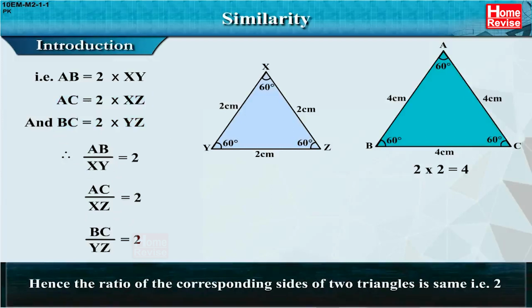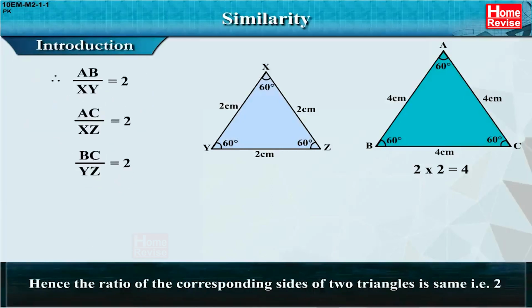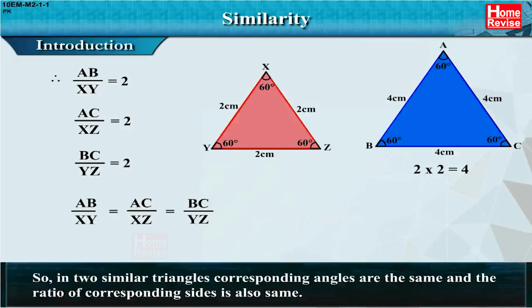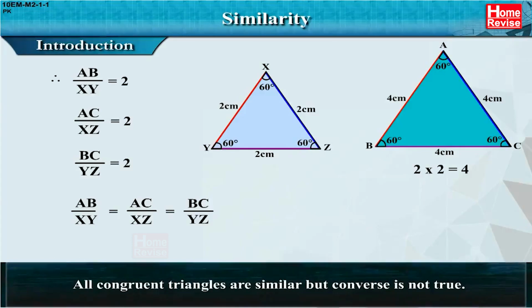Hence, the ratio of the corresponding sides of the two triangles is the same, that is 2. Hence, we can write AB upon XY is equal to AC upon XZ is equal to BC upon YZ. So, in two similar triangles, corresponding angles are the same and the ratio of corresponding sides is also the same. All congruent triangles are similar, but the converse is not true.